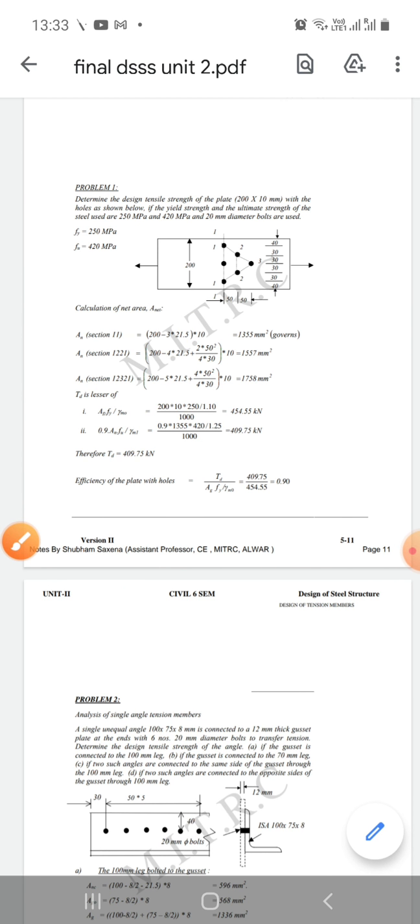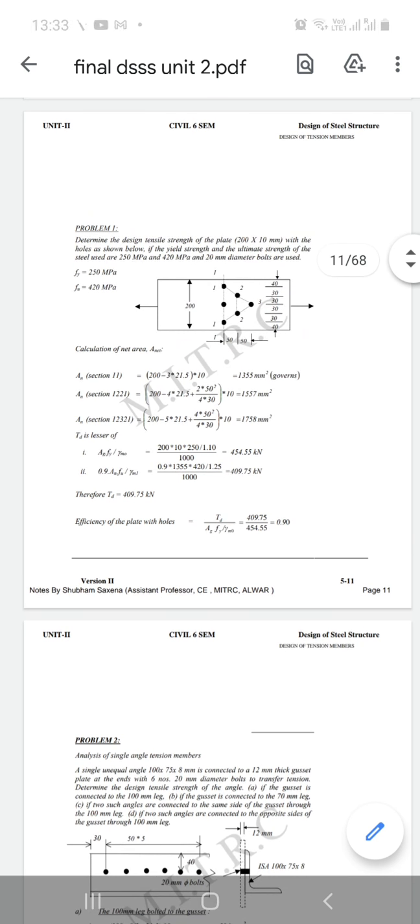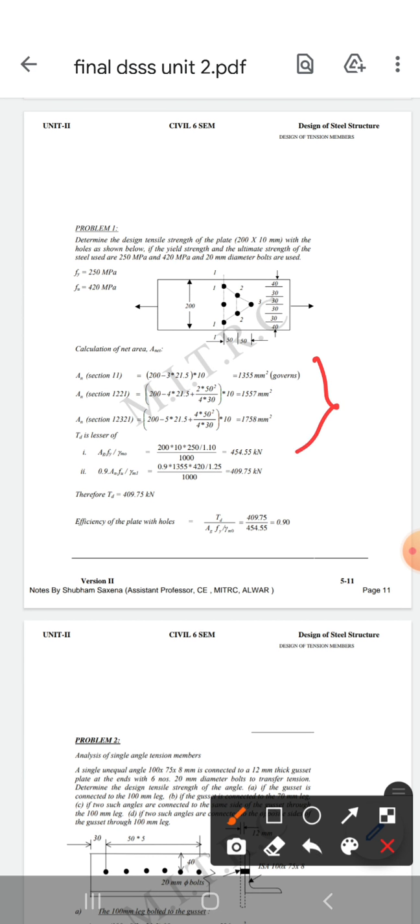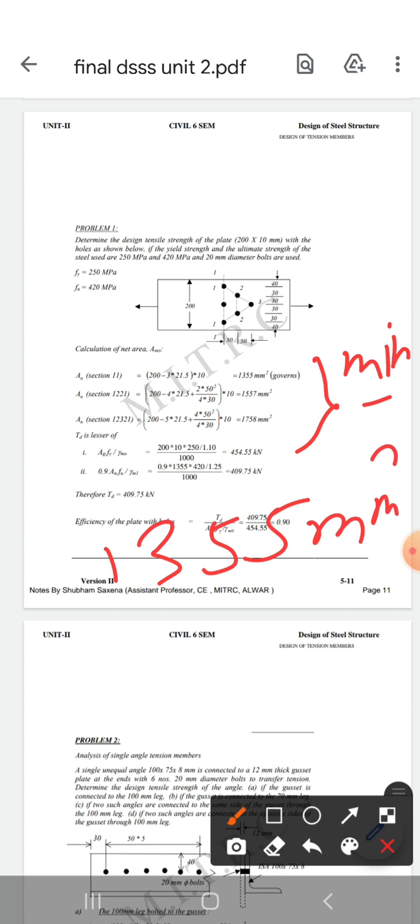Now out of these three cases we have to take the minimum value of A n. So the minimum value is 1355. So all the strength is calculated according to this net area only.